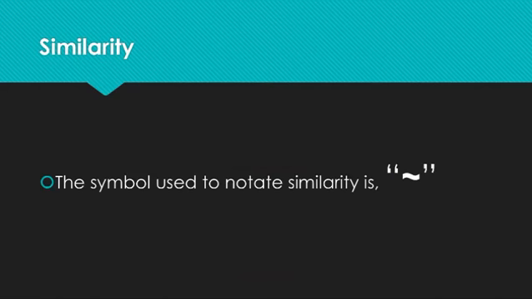The symbol used to notate similarity is this squiggly line here. Just a little squiggly line. If you're looking for that on the keyboard, it is almost in the top left corner. It's to the left of the 1 and right under the escape button and above the tab button. Hit shift, hit that little squiggly line.